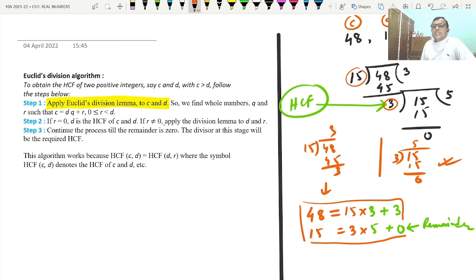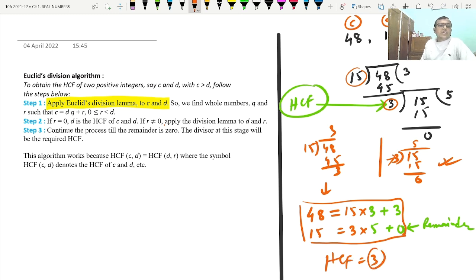Now, if you write this much only, without looking at this, this is the gist of this division. From the first division, you can write dividend equal to divisor into quotient plus remainder. From the second division, you can write dividend is equal to divisor into quotient plus remainder. So when you get remainder 0, the last divisor will be the HCF. Last divisor, this one. Therefore, HCF will be equal to 3.